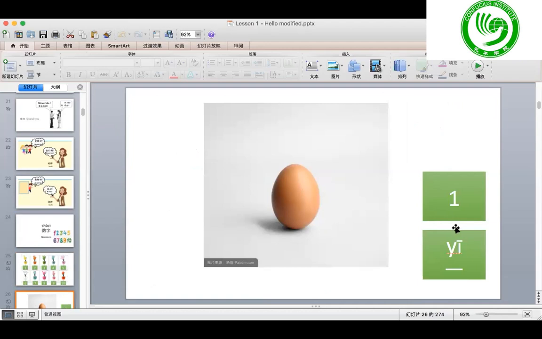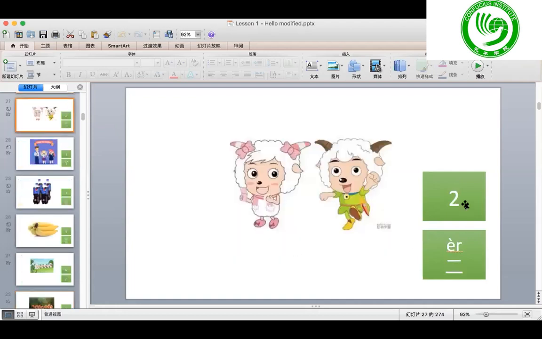Okay, the first one, 1. In Chinese is 一. Show me your finger. Same as me, please. This means 一. 一. 很好. First tone. Remember, we have 4 tones in Chinese. This is the first tone. 一. 很好.